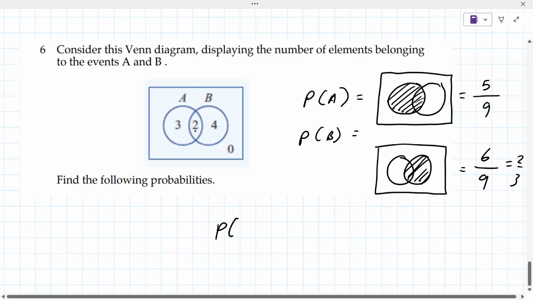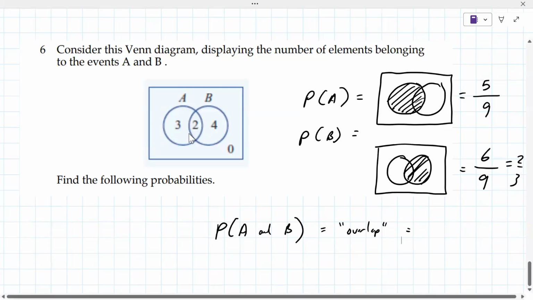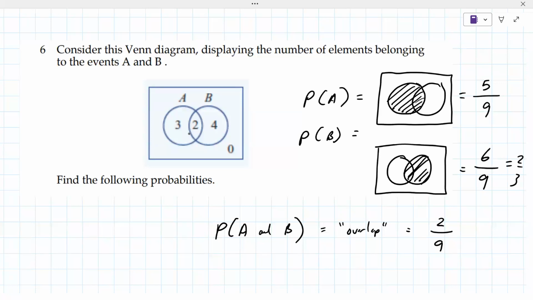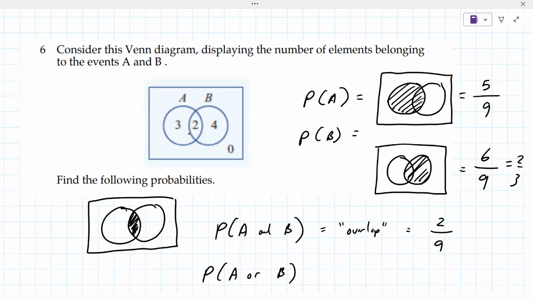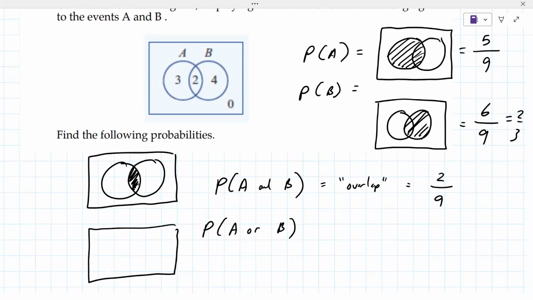Now, did you talk about things like A and B, which is really the overlap? No. Okay, that's fair. So the overlap is right in the middle here. That's 2/9. Did you talk about A or B? Yes, no, maybe. A vague recollection of that, like A or B, but not in the Venn diagram. Right.